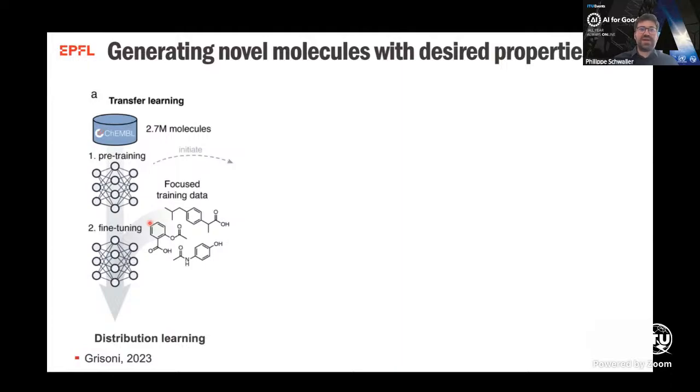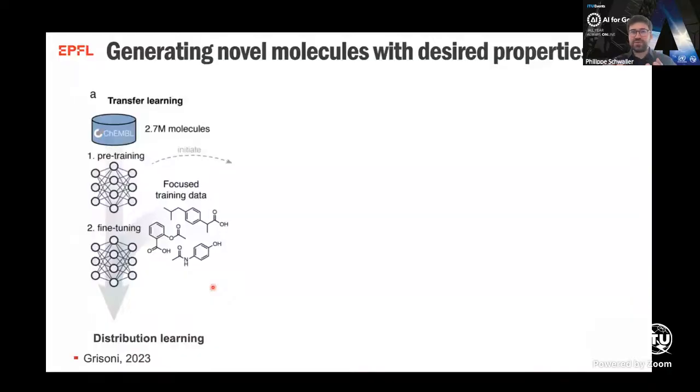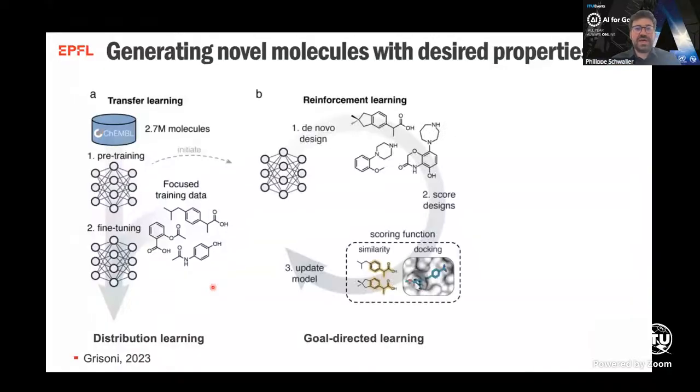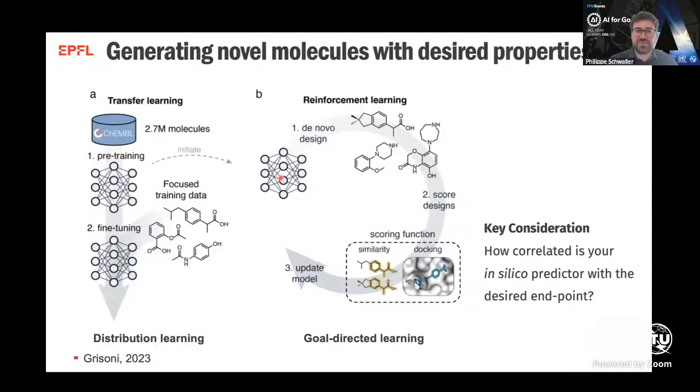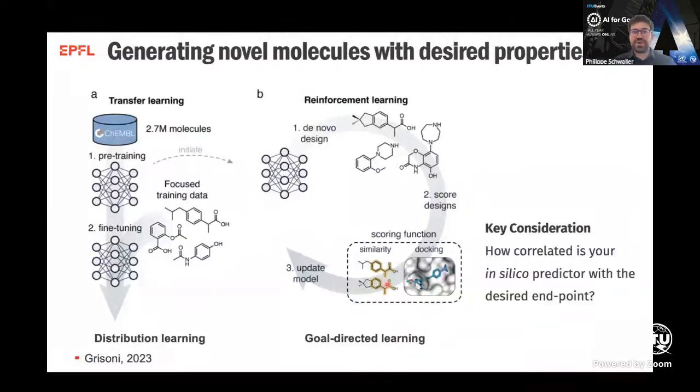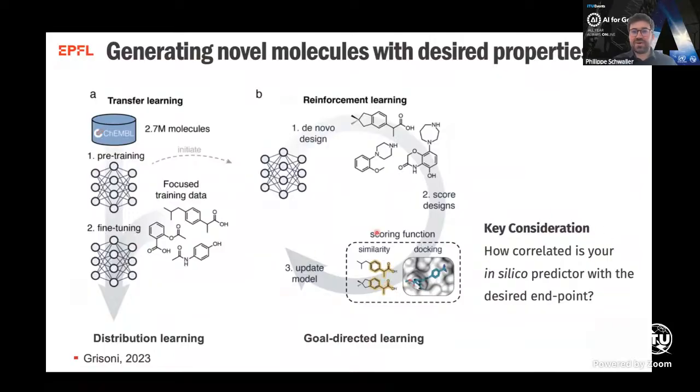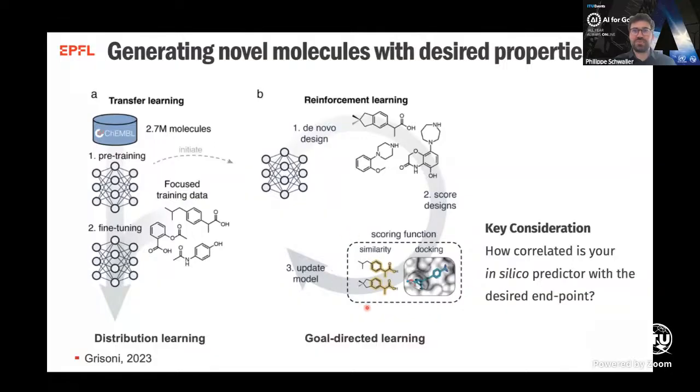And if you have even a small data set of molecules similar to what you want to generate, you can do fine tuning. But if you don't have that, but you have a way to describe computationally the desired property, what you can do is goal-directed learning, where you sample some molecules from your generator, then you score those new designs using a scoring function, and based on that, using reinforcement learning, you update your generator. The key consideration there is how well this scoring function is correlated with the experimental endpoint. And I think the trickiest part here is really to have accurate enough scoring functions that represent your endpoint reasonably well and correlate with that.